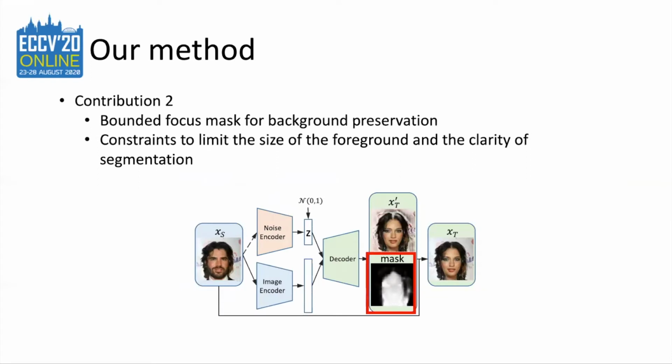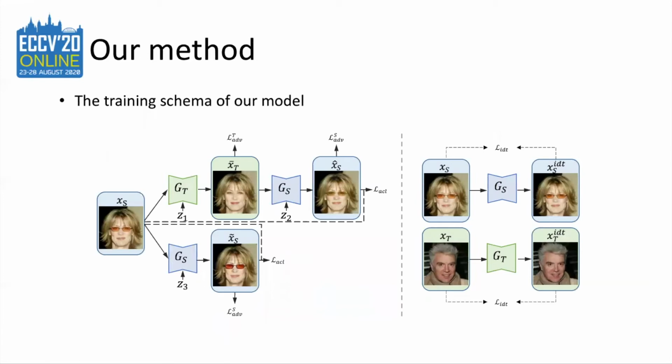Our second contribution is the bounded focus mask. Some applications require the generator to only modify certain areas of the source image and keep the rest unchanged. We adopt an attention mechanism to generate the mask, and propose two constraints to limit the size of the foreground and the clarity of segmentation. Combining the adversarial consistency loss with the classical adversarial loss and some additional losses makes our full objective for unpaired image-to-image translation. We analyze ACL GAN by comparing 4 different settings.